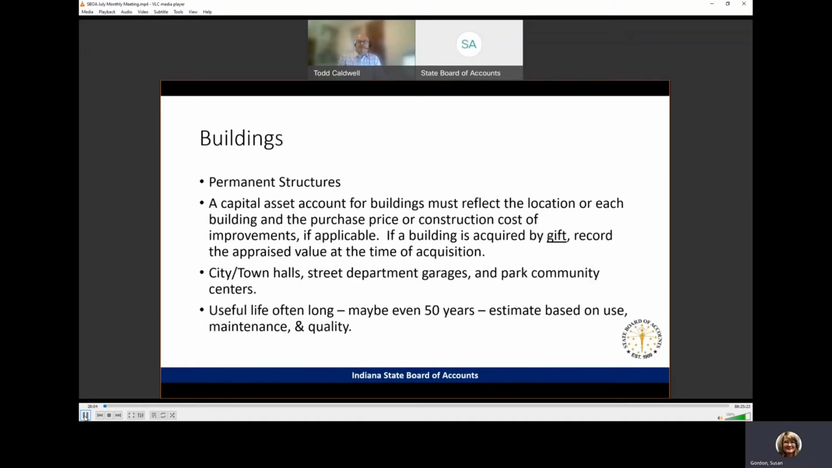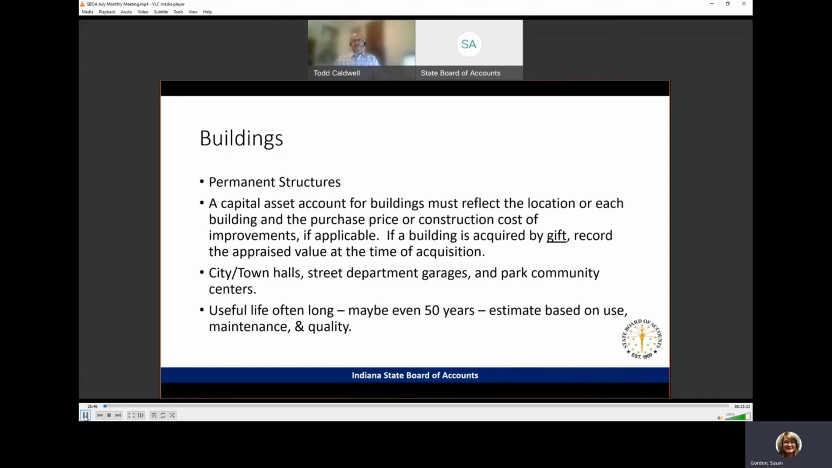Buildings are more permanent structures on land. They don't move, but because they're non-movable, they are different from the infrastructure that we just talked about. So think of your town hall, your street department garage, the buildings at the city park. Those types of things are going to fall in the building category. Your capital asset list should indicate the location of each building, the acquisition cost, and whether it was purchased or you constructed it, and any improvements to the buildings, like add-ons. You added on to a park building, or you did a major renovation by adding a second story to a building, something like that.